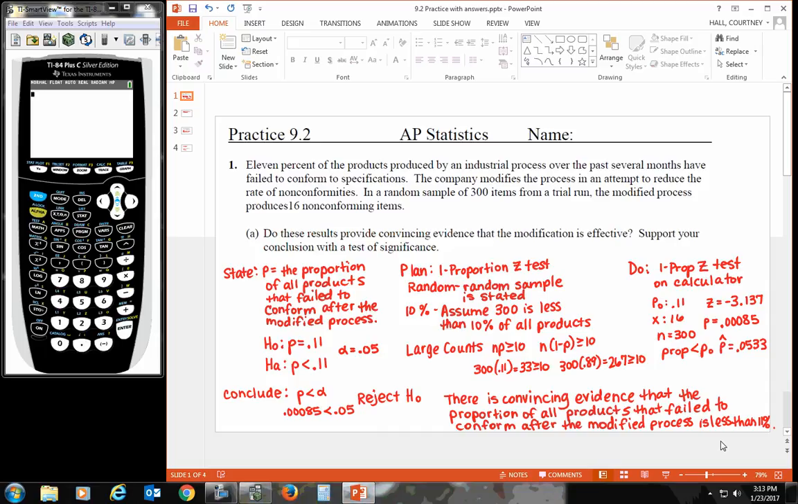It says 11% of the products produced by an industrial process over the past several months have failed to conform to specifications. The company modifies the process in an attempt to reduce the rate of nonconformities. In a random sample of 300 items from a trial run, the modified process produces 16 non-conforming items. Do these results provide convincing evidence that the modification is effective? Support your conclusion with a test of significance.